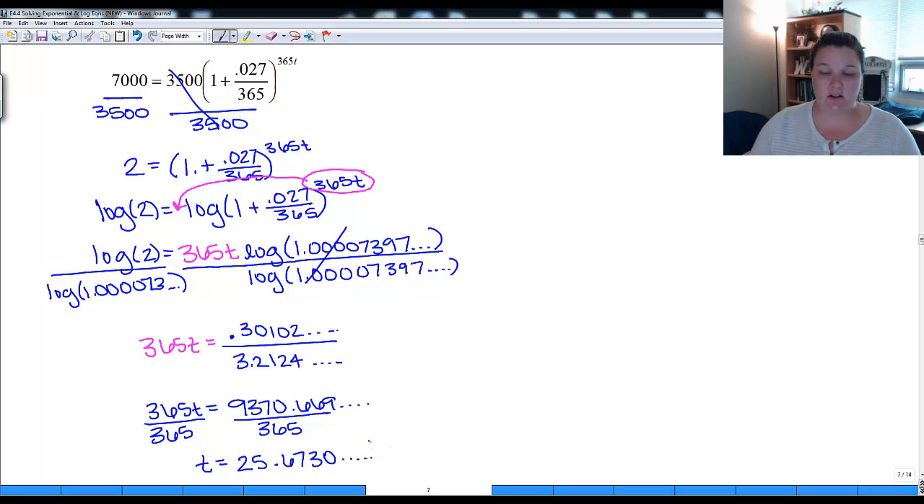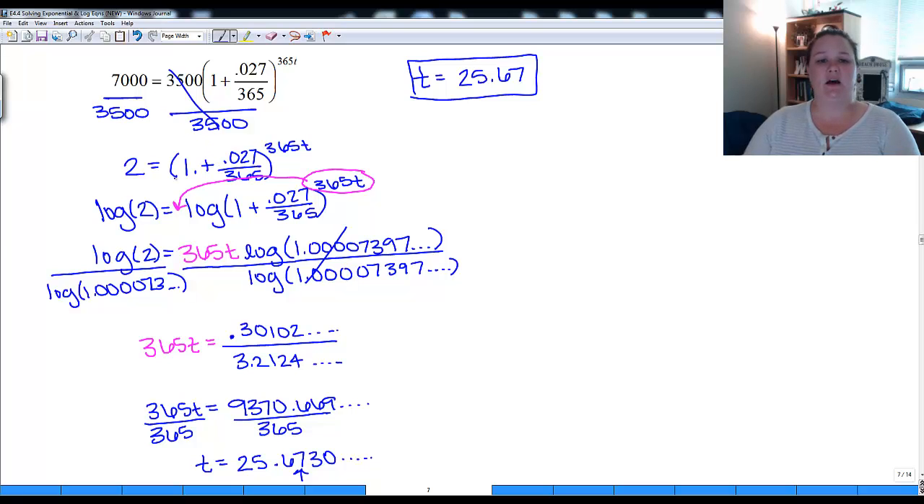And again, we're still rounding to the nearest hundredth, so that's the second decimal place, which is my 7 here. And the 3 behind it is not going to bump it up. So I end up with t is equal to 25.67. And I can leave it like that. Woo, right?